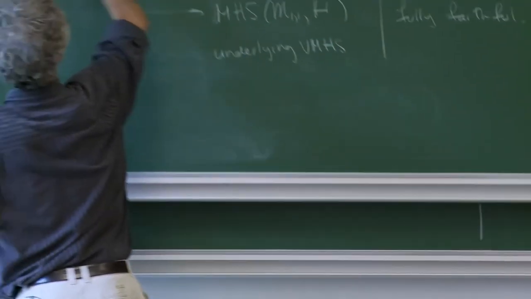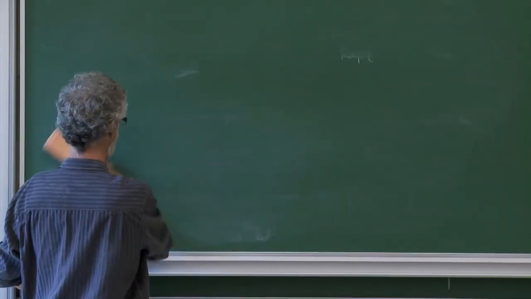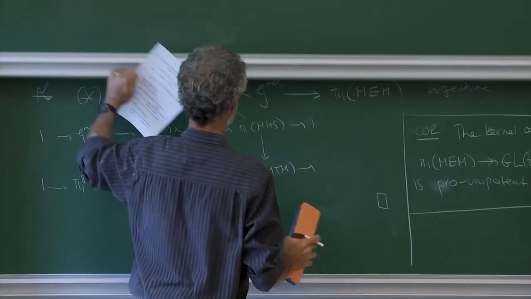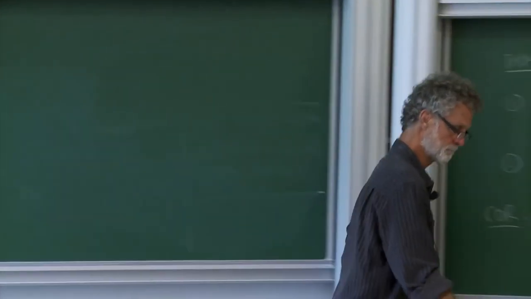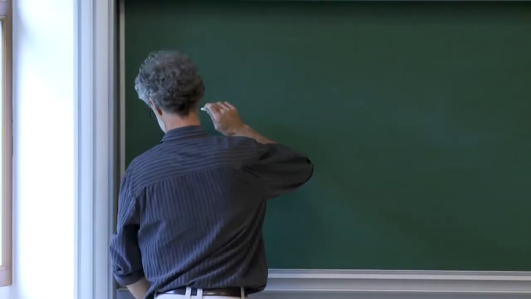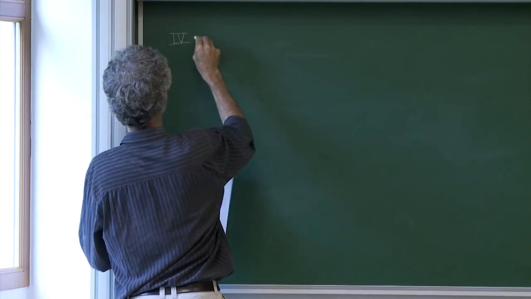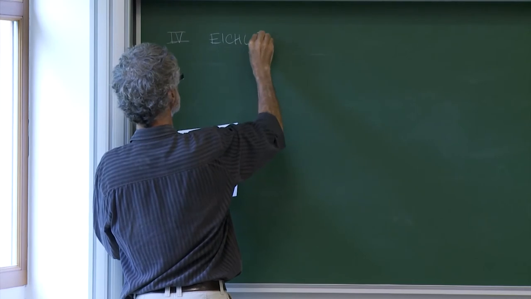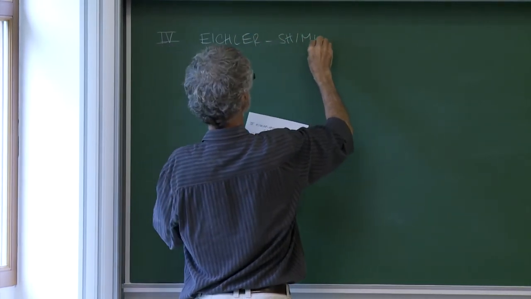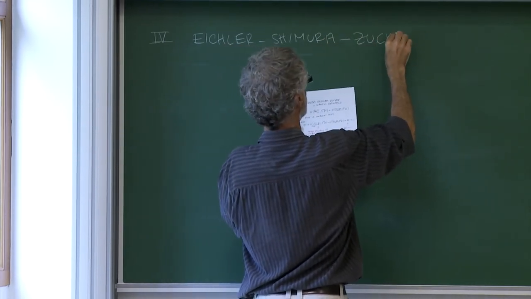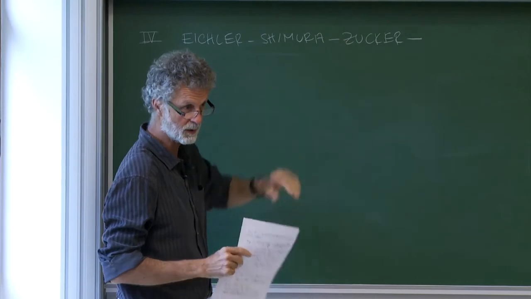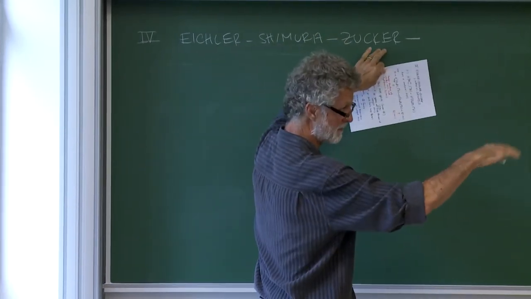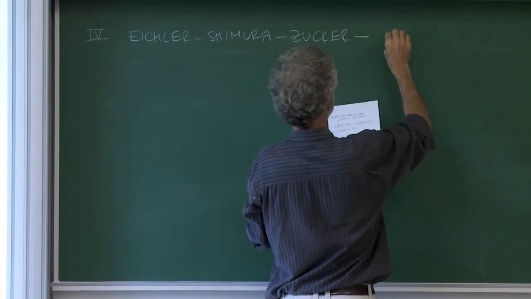So let's look at a quick review of Eichler, Shimura, Manin, and Drinfeld, and I put Zucker's name in there as well. I don't know if Zucker belongs in here or not. I think he does, because I use the way he does the Hodge theory for SL2. The Hodge theory has to be put in the framework of the whole Deligne machine. Plus Manin and Drinfeld.